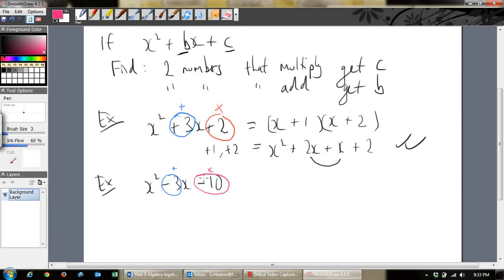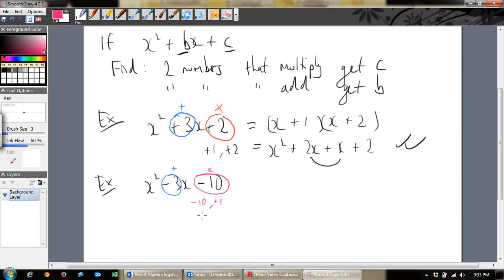Start with your times together. Two numbers that make 10, okay? How about 10 times 1? Is there any way that out of 10 and 1 you can make negative 3? In other words, could you put a negative in front of one, a positive in front of the other, and add them together to get negative 3? No, that doesn't work. There's no way you can make negative 3.